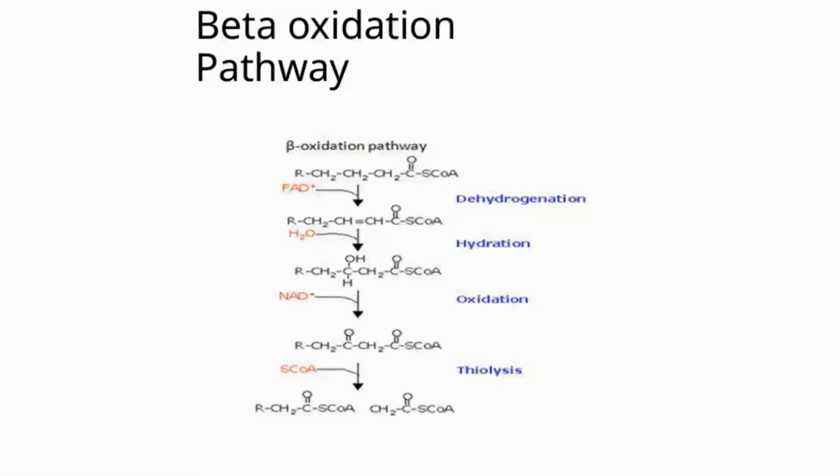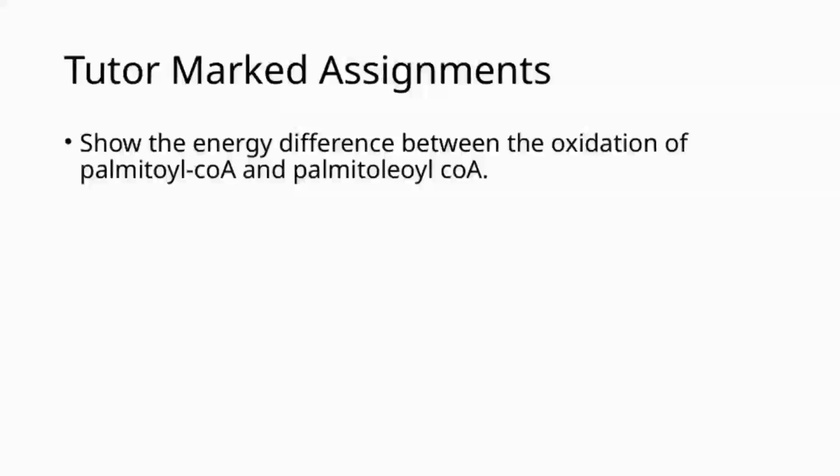Now, let's take a closer look at the energy difference between the oxidation of palmitoyl-CoA and palmitoleoyl-CoA. As you can see here, the key point is that the degree of saturation in the fatty acid chain significantly influences the amount of energy we can extract during beta-oxidation. Palmitoyl-CoA, which is a saturated fatty acid, tends to produce more energy compared to palmitoleoyl-CoA, which contains a double bond. The presence of that double bond means that one of the steps in its oxidation pathway is slightly different or less efficient, leading to a small reduction in total energy yield.